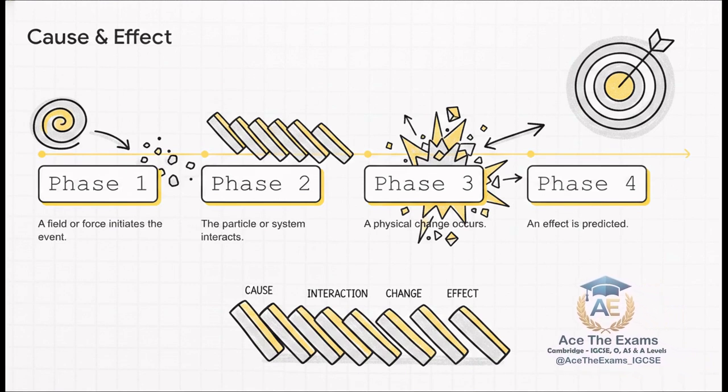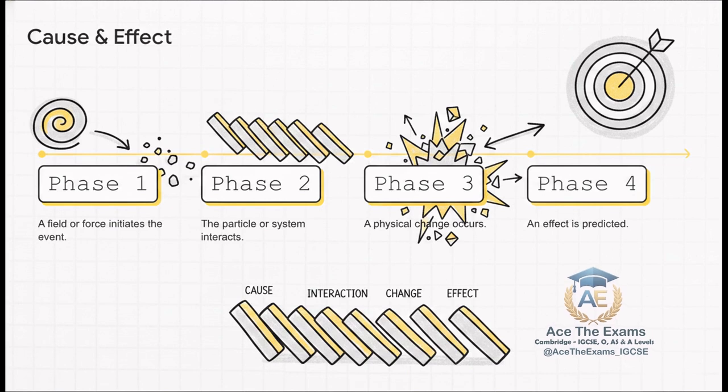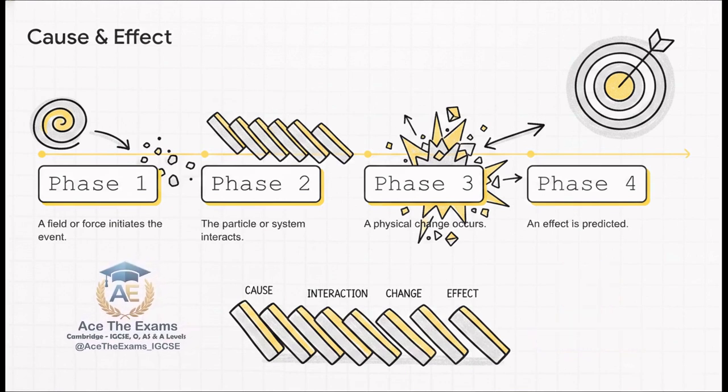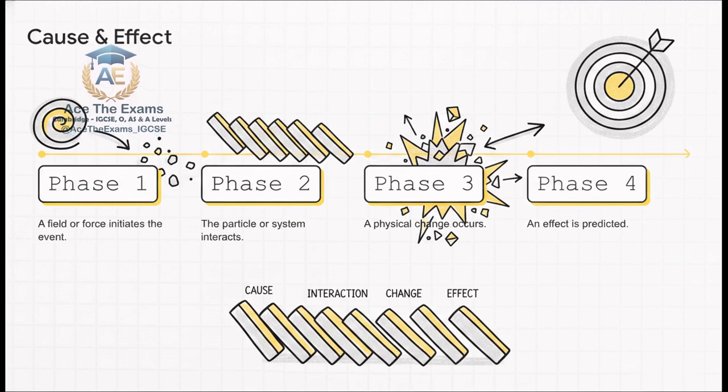Examiners will severely penalize students who just randomly list isolated facts in a bulleted format. You have to tell the full story of the physics. You have to show them the dominoes falling in perfect order: cause, interaction, change, effect. That is how you dominate these questions.